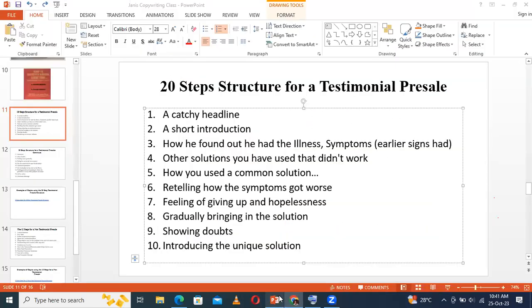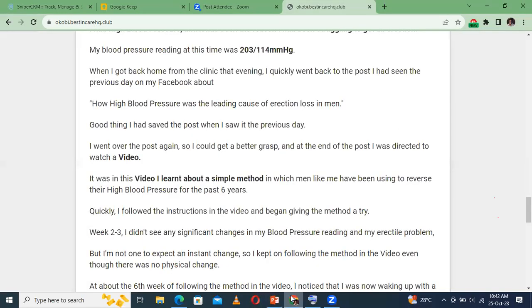Who can tell me the number we are now? Gradually bringing in solution. Number 8. Good. Number 8.